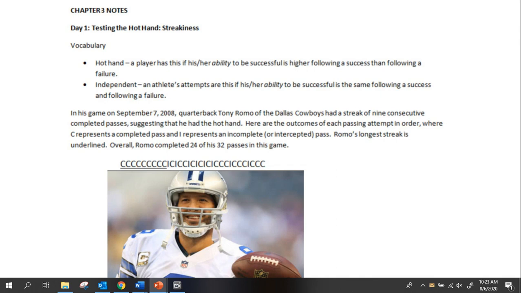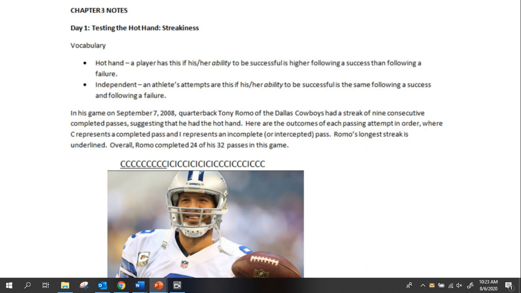Welcome to Chapter 3. Today we are going to talk about testing the hot hand, streakiness. The hot hand is when a player's ability to be successful is higher following a success than following a failure. Independent means an athlete's attempts are this if his or her ability to be successful is the same whether they have a success or a failure.